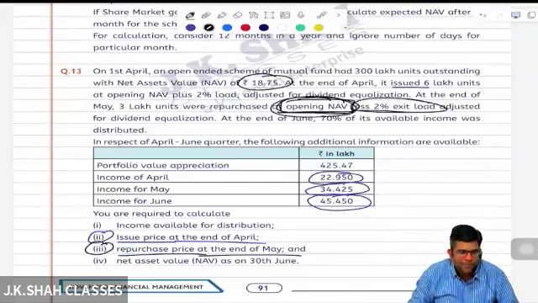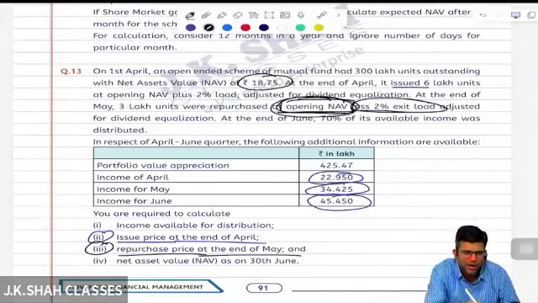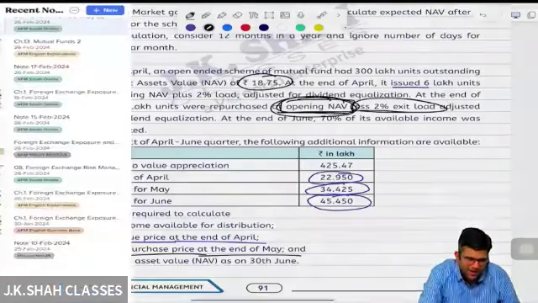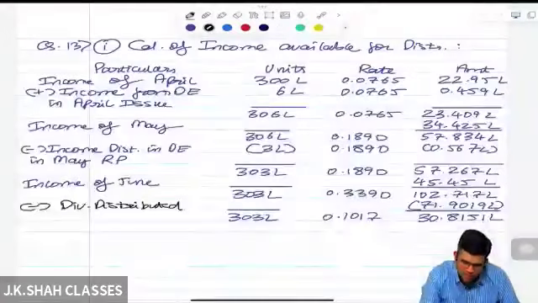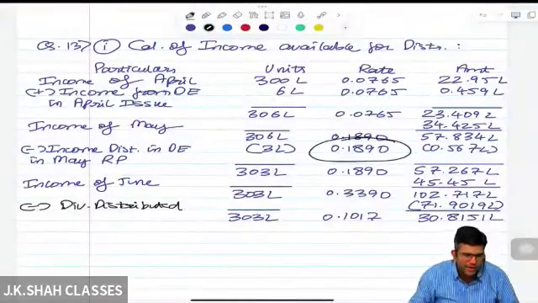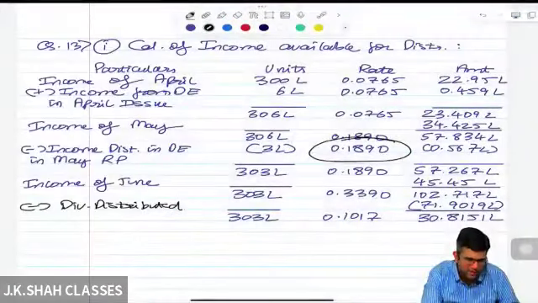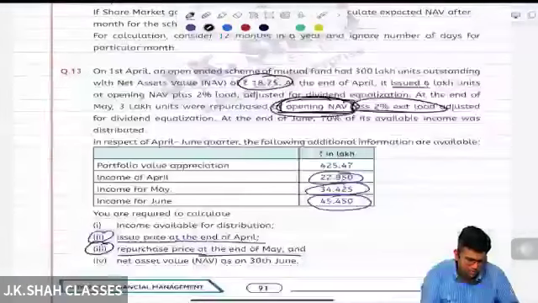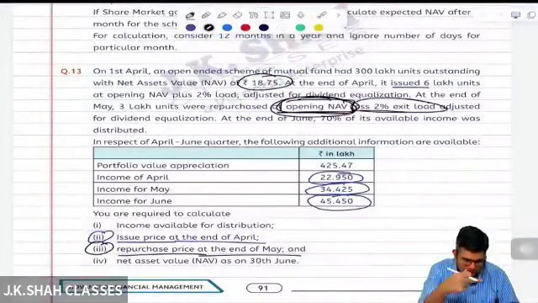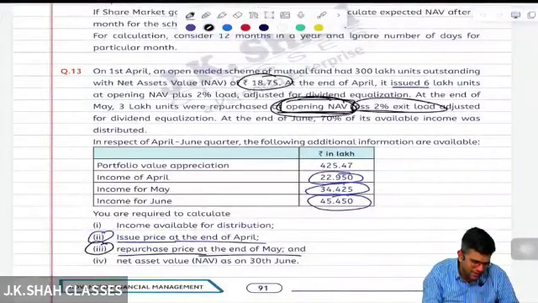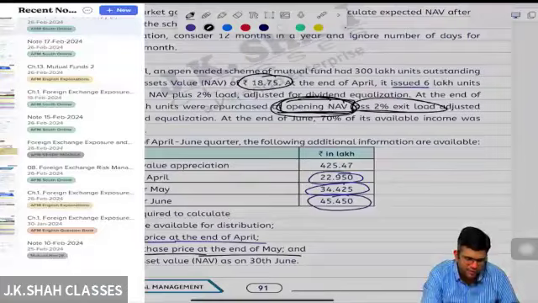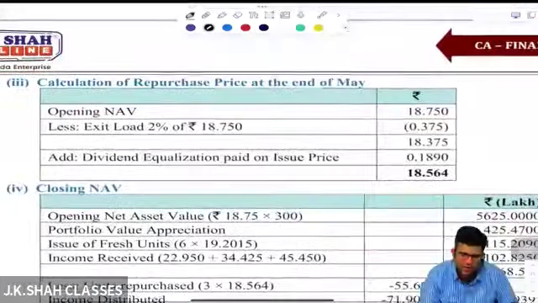Everyone clear? But we are saying that whatever realized earnings we got now in your name, we will give you back. And per unit holder, we gave back 0.1890. I hope you're able to understand from where I'm taking the number. Therefore, 18.375 we were supposed to give, plus 0.1890 also, and it comes to 18.564. Everyone got it? 18.564, ICAI solution.